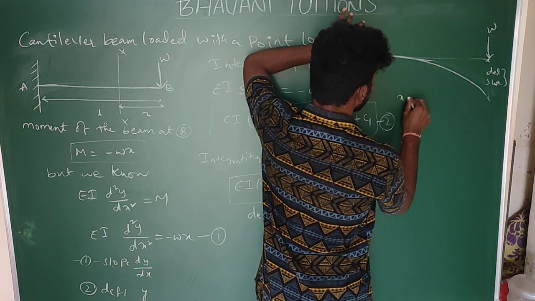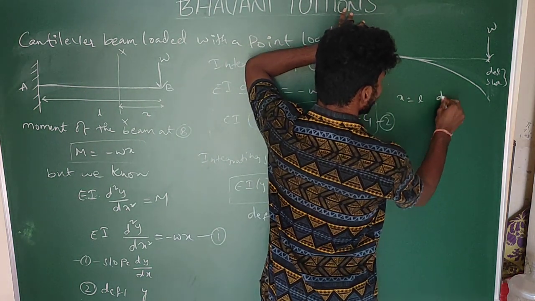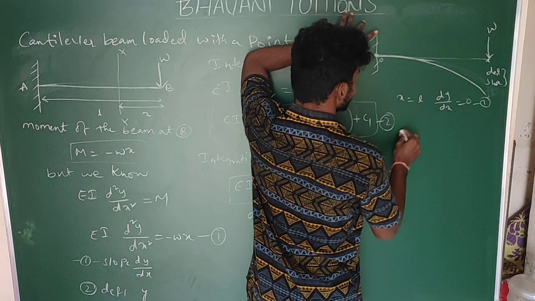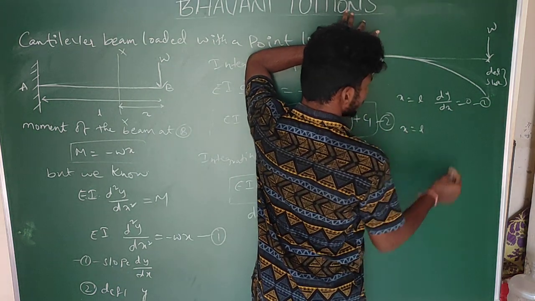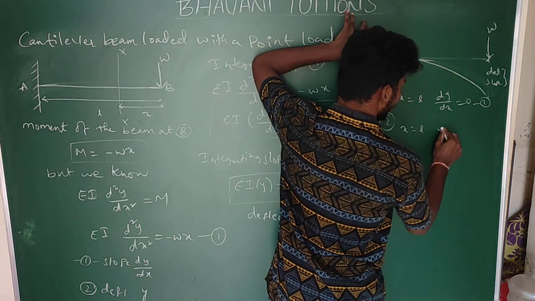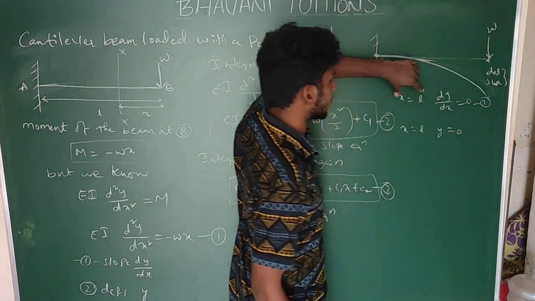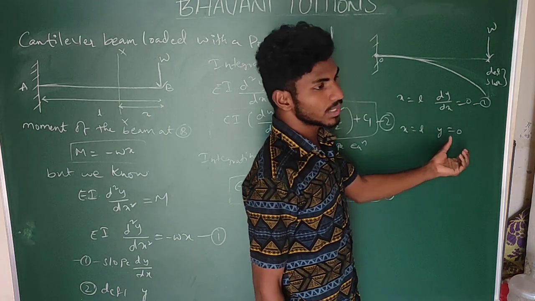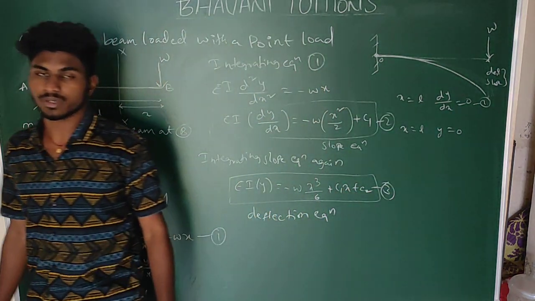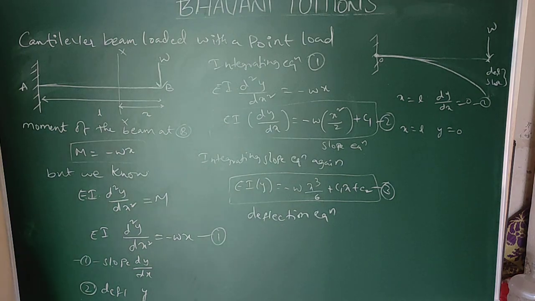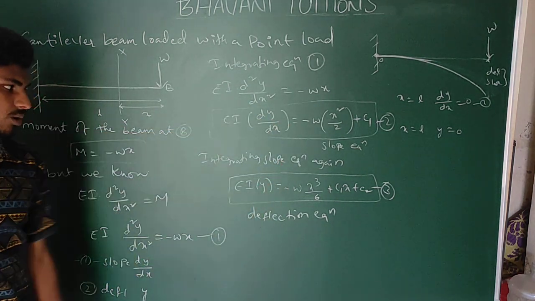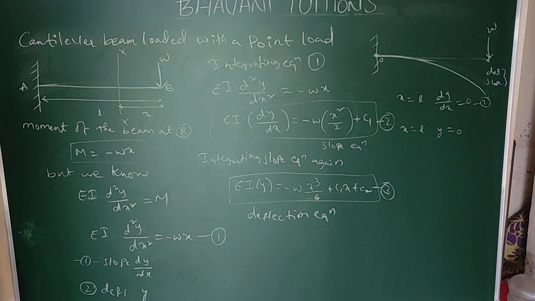So what will be the boundary conditions? At x is equal to L, dy by dx is equal to 0 is one boundary condition, and the second boundary condition is at x is equal to L, y is equal to 0. This is nothing but at x is equal to L, the slope is 0, and at x is equal to L, the deflection is also 0. Those are the two boundary conditions. Using those boundary conditions, we can find the unknown constants C1 and C2.